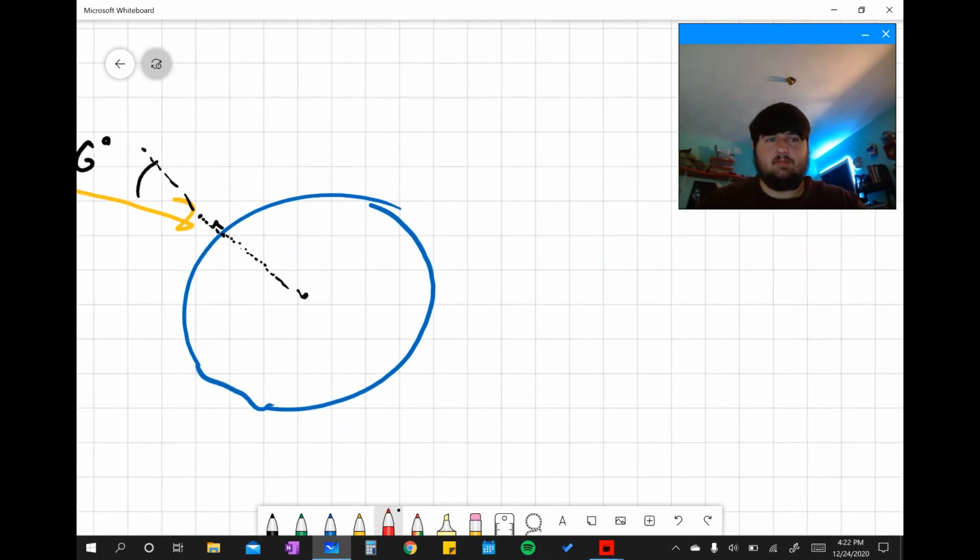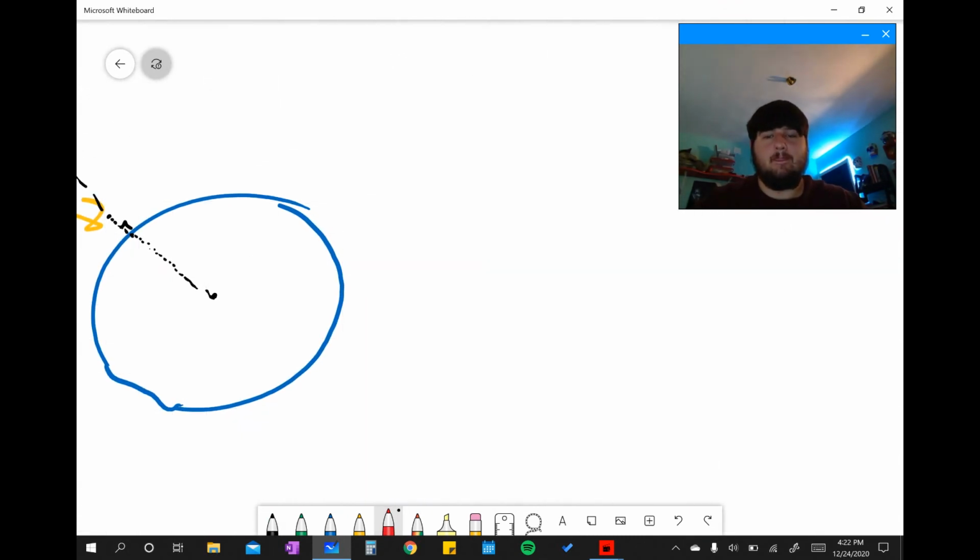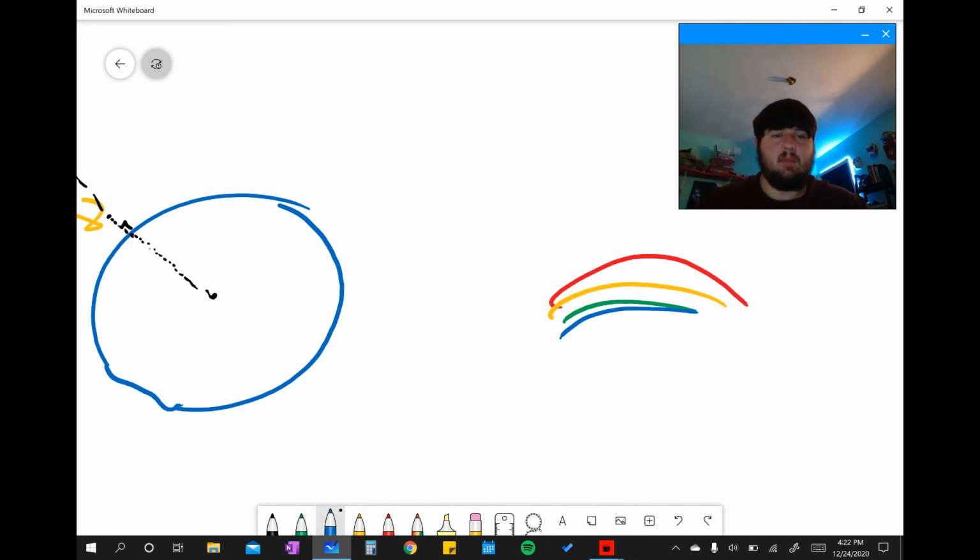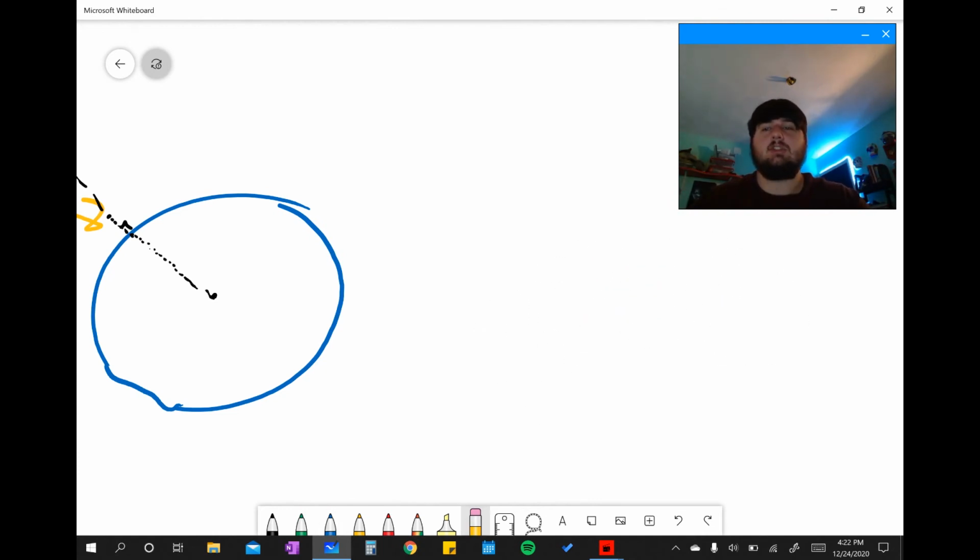So, for those of you who didn't know, when you see a rainbow, on the top there's red, and then orange, and then yellow, and then green, and then blue, and then purple. Where's my purple? Purple's at the bottom. That's what a rainbow looks like. It's never really the other way around. Red's usually on the top. I'll show you why.